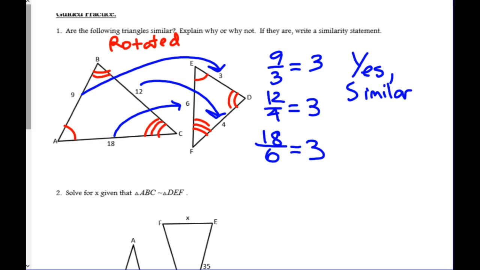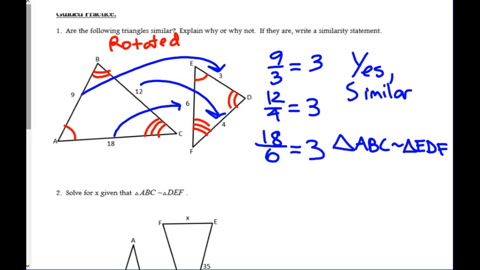similar, okay? Now let's make a little statement real quick. Triangle ABC is tilde, similar, to triangle what? E, what? Yeah, EDF, okay? So everybody, when you get asked, is it similar, you're going to make 3 fractions, and if they're all the same, you're going to put yes, and then make a little statement, okay?